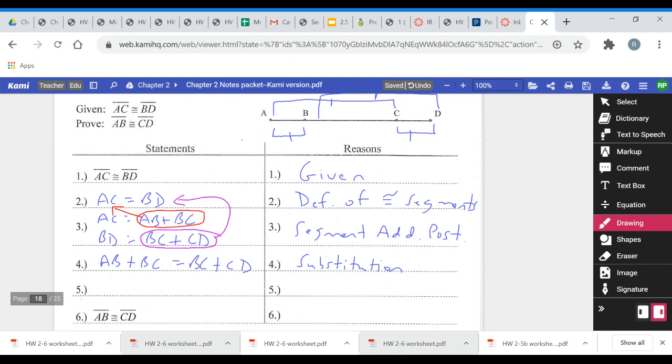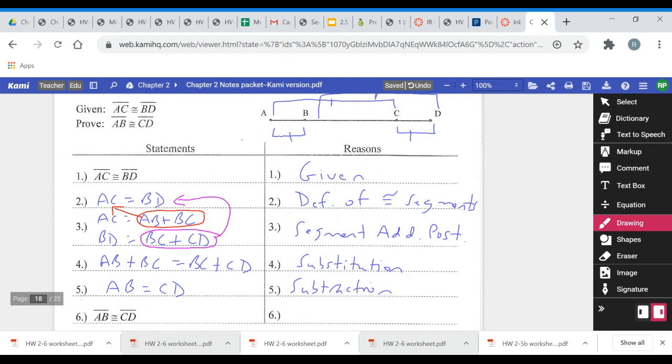All right, from there, like we were doing the properties on day one, if I look at line 4 and think, what do I do to get from line 4 closer to what I'm trying to prove? I can see that there's a BC on each side of the equal sign. And if I subtract that away, I'm left with AB is equal to CD, which would make sense. Again, what I did to both sides is I subtracted. So I'm going to write subtraction.